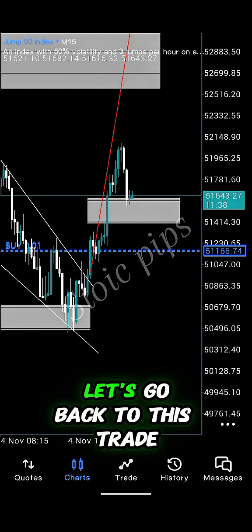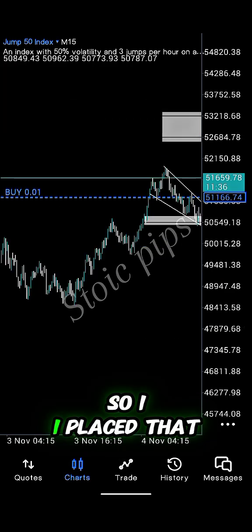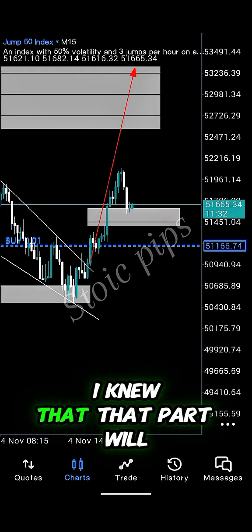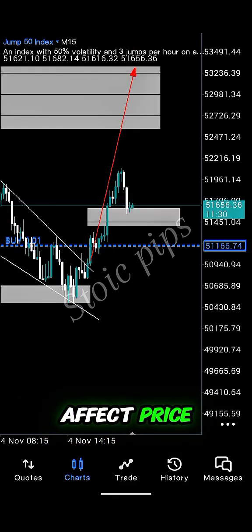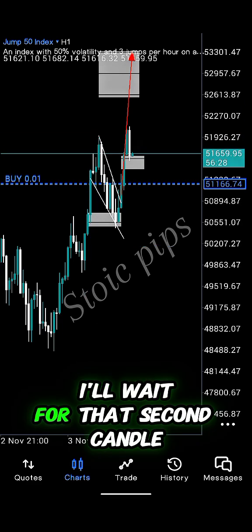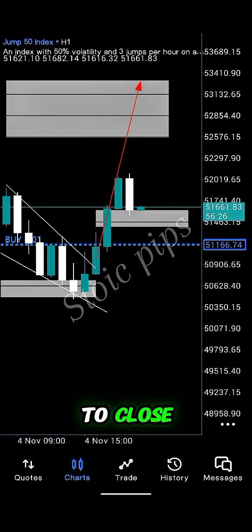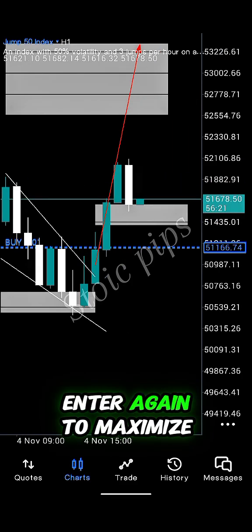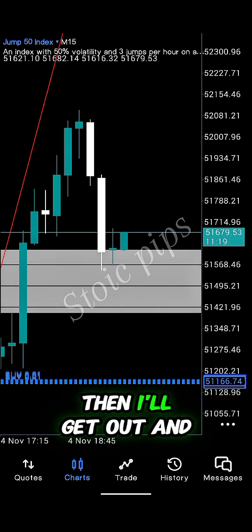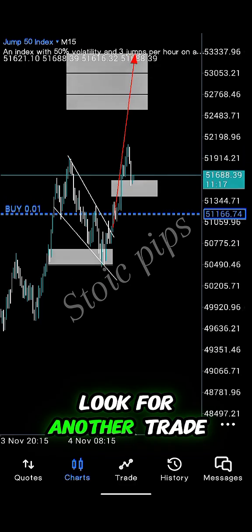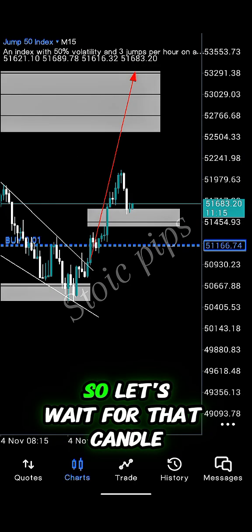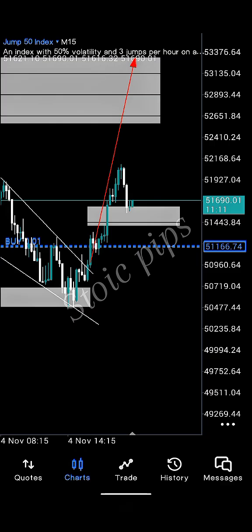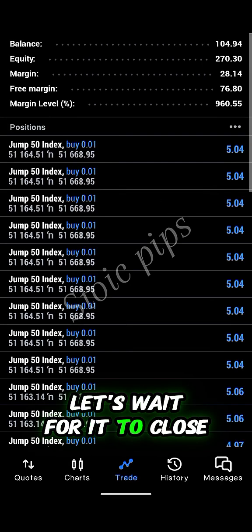So let's go back to this trade. I placed that shadow zone there because I knew that that part will affect price. So I'll wait for that second candle to close, then I'll be able to enter again to maximize, then I'll get out and look for another trade. So let's wait for that candle to close.